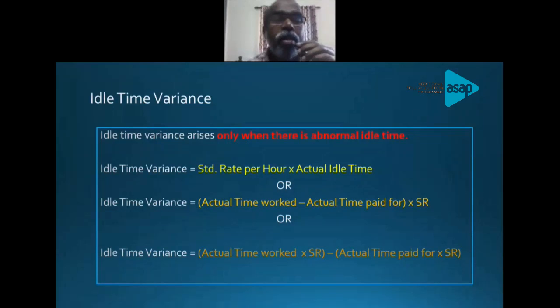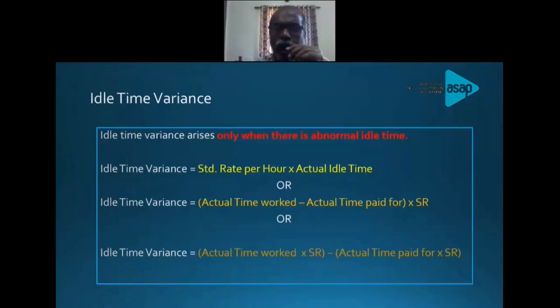Idle time variance is equal to standard rate per hour into actual idle time. Here actual idle time means abnormal idle time. There are other equations also: actual time worked minus actual time paid for into standard rate. This is only an expansion of the first equation, so don't worry about it. Idle time variance is standard rate per hour into actual idle time. Your actual idle time is the abnormal idle time.